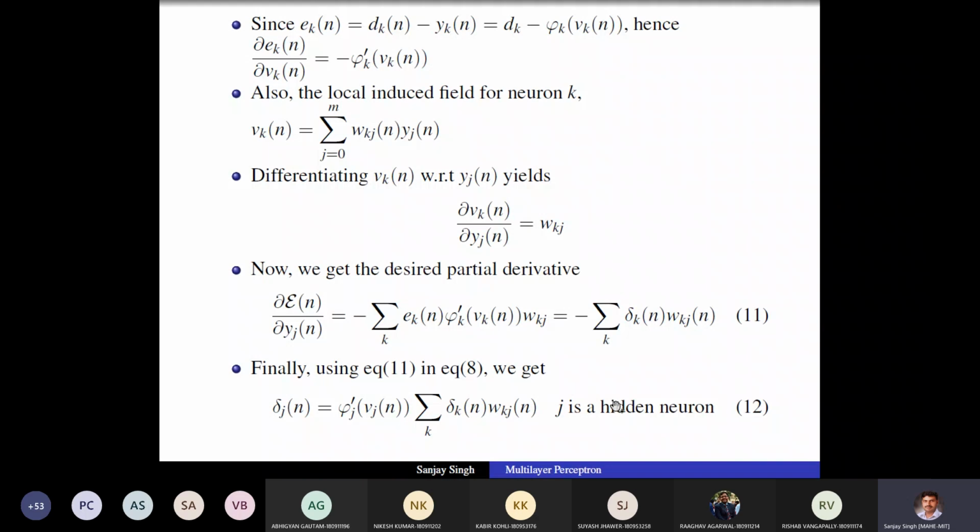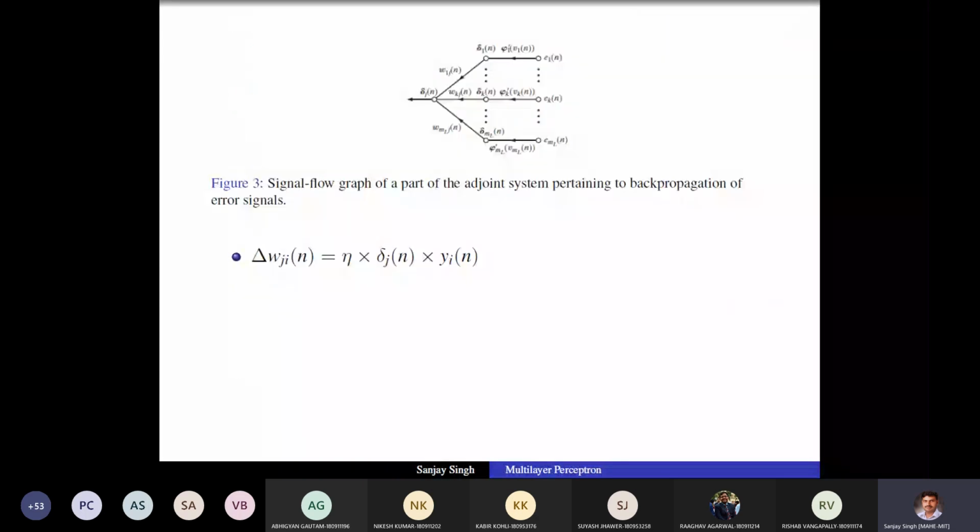Now I can summarize this particular backpropagation algorithm in a simple way. First of all, this is just a signal flow graph for a part of the system pertaining to backpropagation of error signals. It says how the error is being propagated back. Ultimately what you have is delta wji, which is nothing but the learning rate multiplied by the local gradient, times the input to that particular neuron from the previous layer.